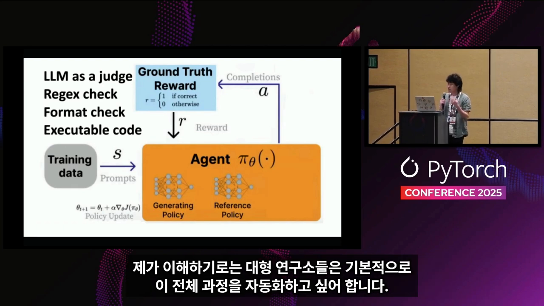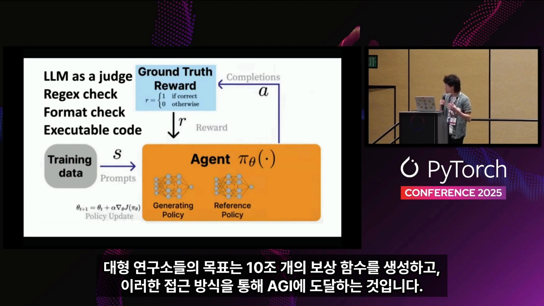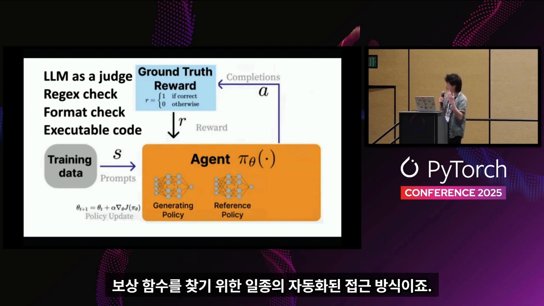From my understanding, large labs essentially want to automate the entire process, right? They don't even write the reward functions anymore. It's totally automatically generated by AI. And so the goal of these large labs is to generate 10 trillion reward functions, and the goal is to reach AGI via this approach, some sort of automated approach to find reward functions.